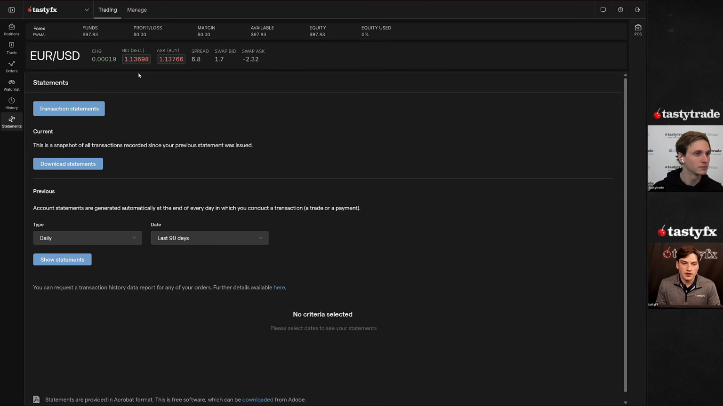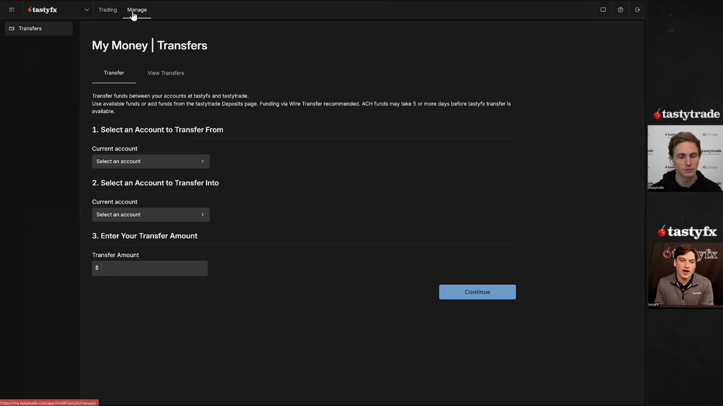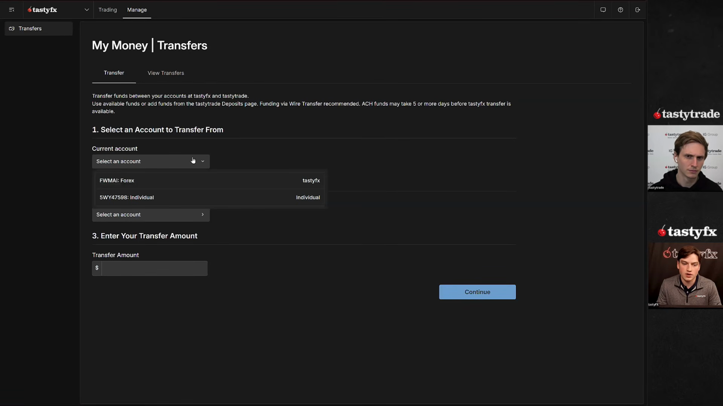And then another piece that I seem to glaze over because I was so excited to get trading. If you haven't funded your tastyfx account, you can do so from the Manage tab here. Very simple because My Money Transfers is the only thing on this Manage tab. On the Tasty Trade side, it'll say tastyfx transfers. It's a delineated row there. But here it's very easy to select which account you're going to and from.